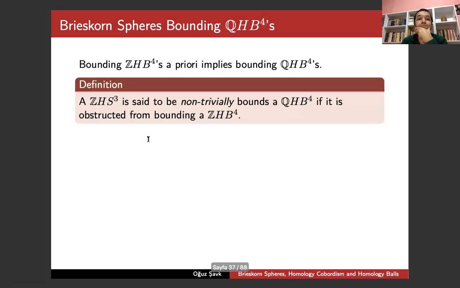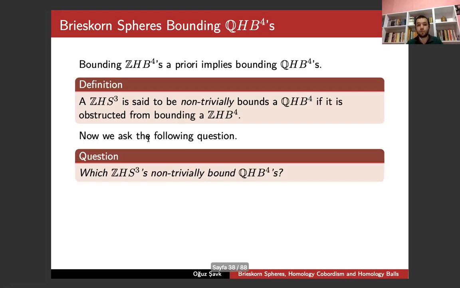Now, we say that bounding an integral ball implies bounding a rational ball. Again, it is an easy corollary from algebraic topology. So we may wonder about the reverse direction, and this motivates the following definition. We say an integral homology sphere non-trivially bounds a rational ball. So it is some kind of weak question if it does not bound an integral ball. So we are looking for integral homology spheres bounding rational balls, but not integral balls. And so this is the question.